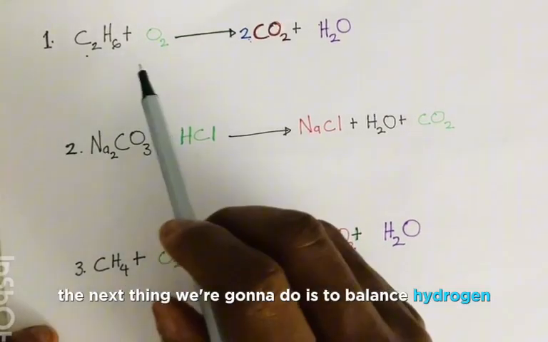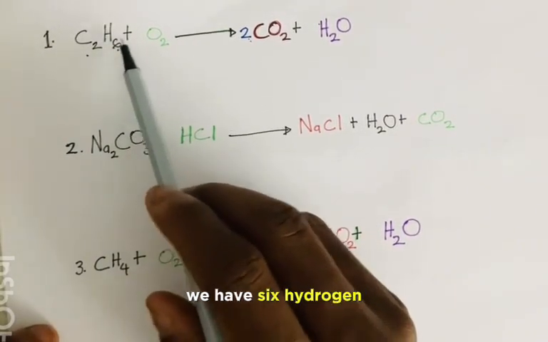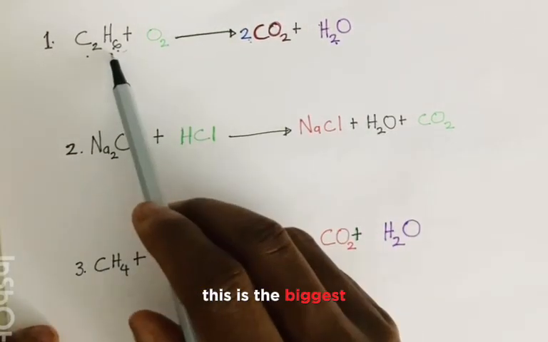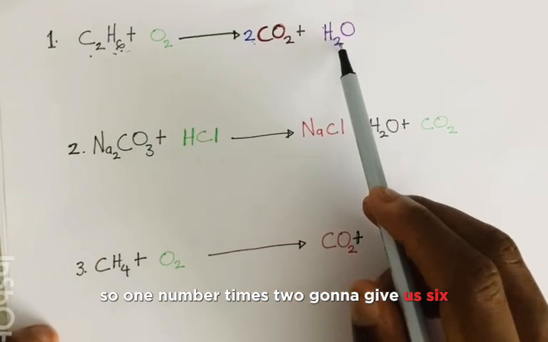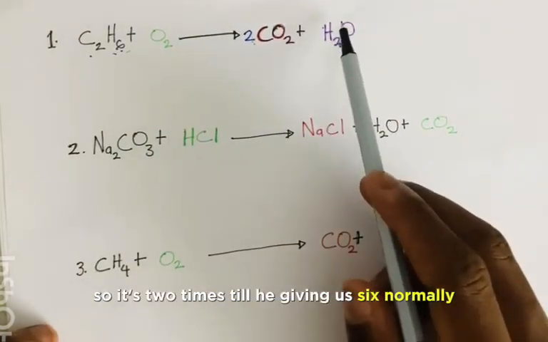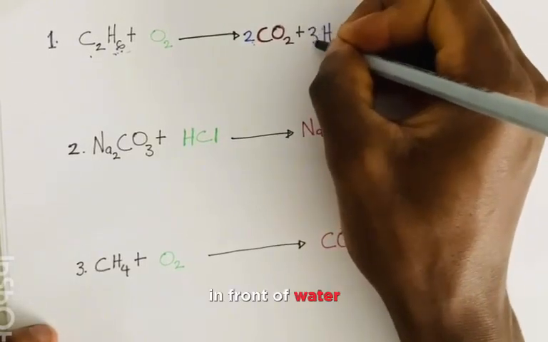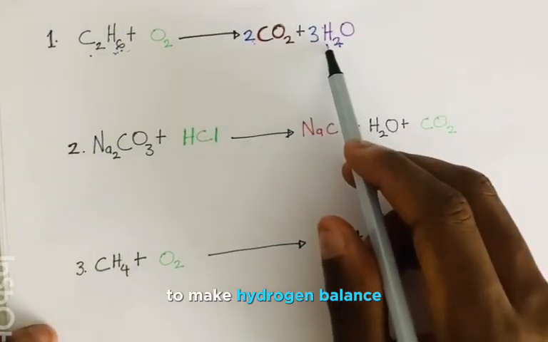The next thing we're going to do is to balance hydrogen. We have 6 hydrogen and 2 hydrogen. 2 is the smallest, 6 is the biggest. So what number times 2 is going to give us 6? It's 2 times 3 giving us 6. So we're going to write 3 in front of water to make hydrogen balance.